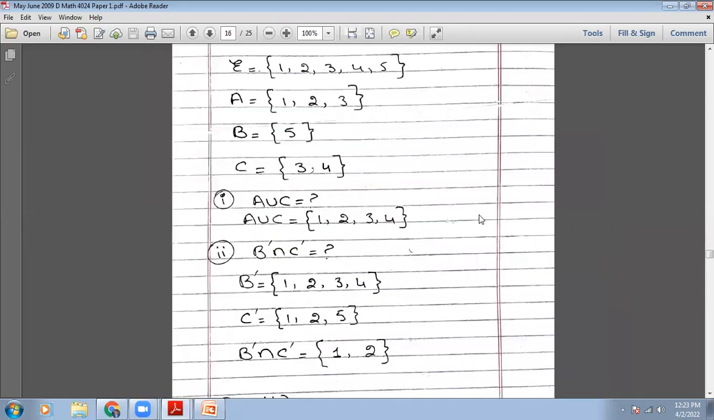The B complement, first of all, I will find out the B complement. B complement means those members which are present in the universal set, but they are not present in B. So they will be 1, 2, 3, and 4. Then I will find the C complement. C complement means those members which are in the universal set, but they are not present in C. So they will be 1, 2, and 5. Then we have to find the B complement intersection the C complement. That means the members which are common in the B complement and the C complement. So they will be 1 and 2. I hope you understand.